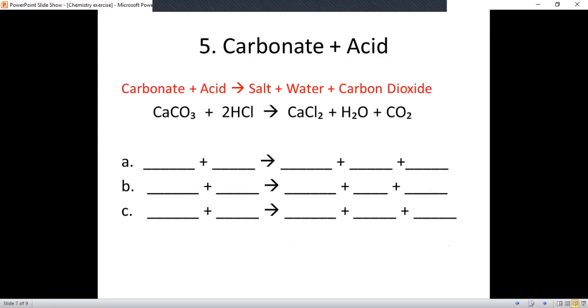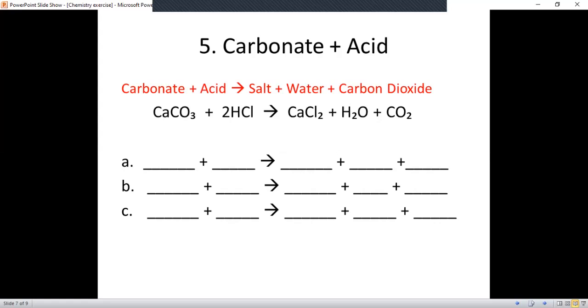Keep in mind that the charge of calcium is +2, and chlorine is -1, so we need 2 atoms of chlorine to balance the whole formula. So you have to remember the charges when you are completing the formula, the reaction. Here again, you have 3 empty reactions. You have to fill them as you like. Remember, you have to produce a salt, carbon dioxide, and water.